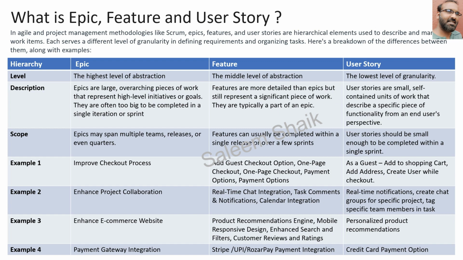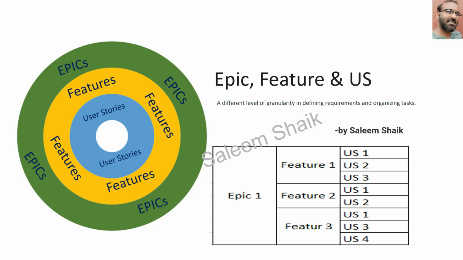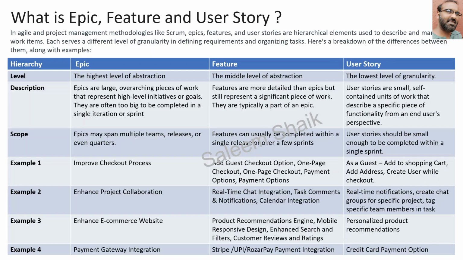If you go back to the previous diagram I showed on the starting page, epic is a very large requirement. The epic is divided into smaller chunks, that is, features. Feature 1, feature 2, feature 3, feature 4, depending on the size of the epic. Again, each feature is subdivided into different user stories. I'll show you with an example how an epic is divided into features and then user stories.